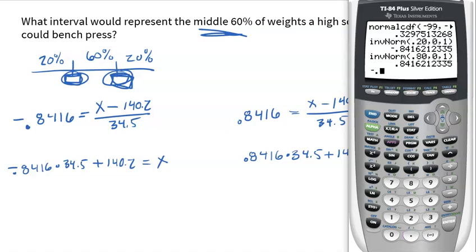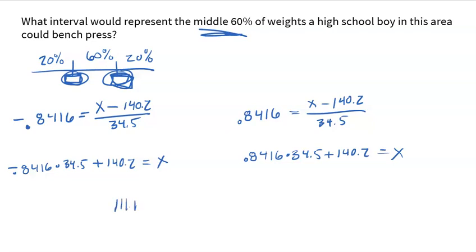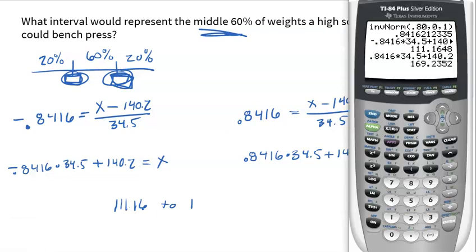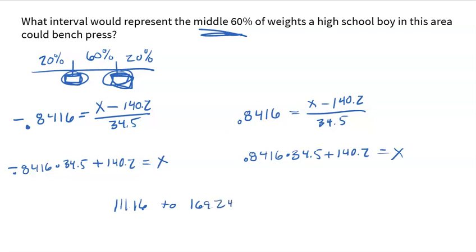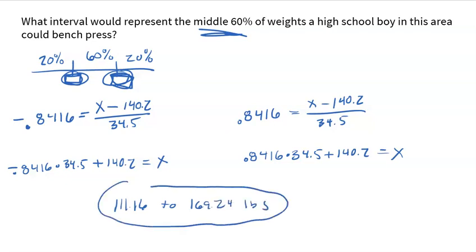Using the calculator. Negative 0.8416 times 34.5 plus 140.2. And there's the bottom of my interval. And then what you can do is hit second enter and then just go back and change that negative in the very beginning. Just delete it. Make it a positive. And now you'll get the top of your interval. So 111.16 to 169.24. So 111.16 to what was it again? I have a bad memory. 169.24. So anywhere in that region, if you're a high school boy and you could lift somewhere from 111 to 169 pounds bench press, you're in the middle 60%.